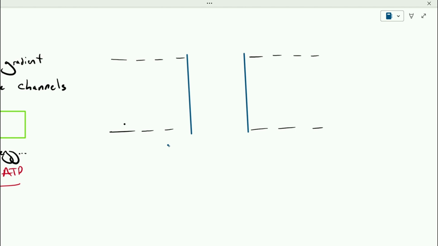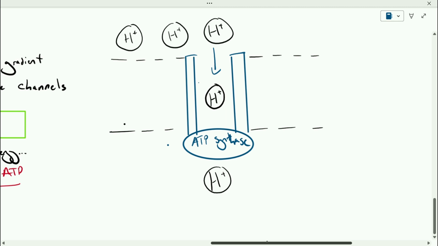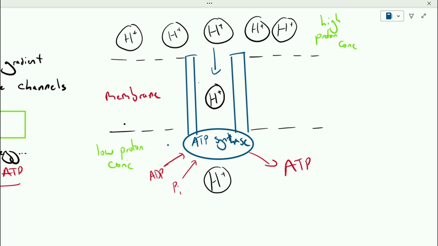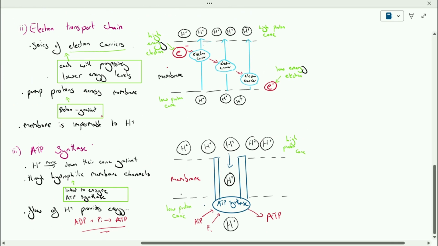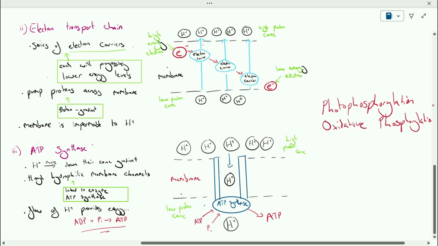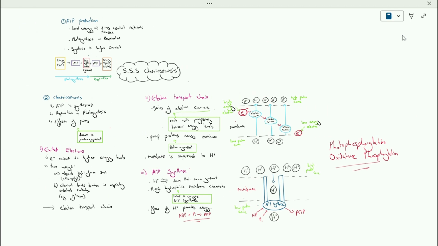Finally, let's have a look at the diagram. So hydrogen ions move down their concentration gradient via ATP synthase through hydrophilic membrane channels, and the energy they lose allows ADP and an inorganic phosphate to form ATP. And this process of chemiosmosis is used in photophosphorylation in photosynthesis and oxidative phosphorylation in respiration.